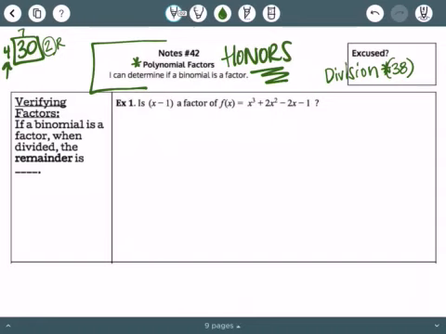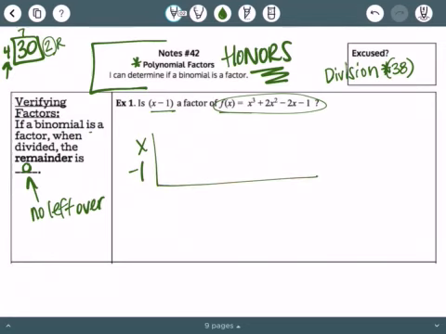The same thing is true here. If a binomial is a factor, when divided, the remainder should be 0. We should have no remainder left over, so nothing left over after we finish our division. So what we're going to do, it says, is x minus 1 a factor of this function here? So we'll put x minus 1 on the side, and then we're going to use our division skills. Remember, we're trying to see what the remainder would be.